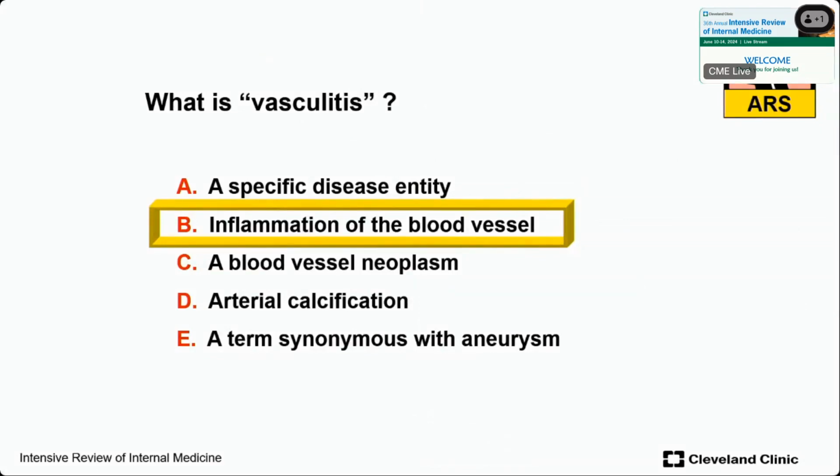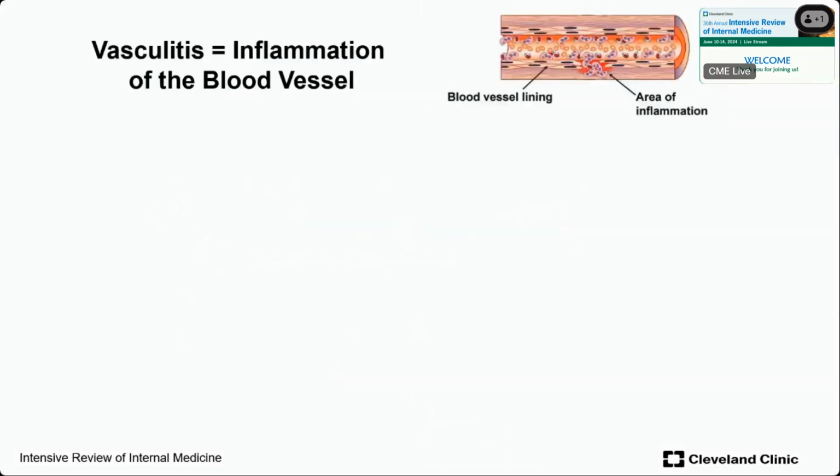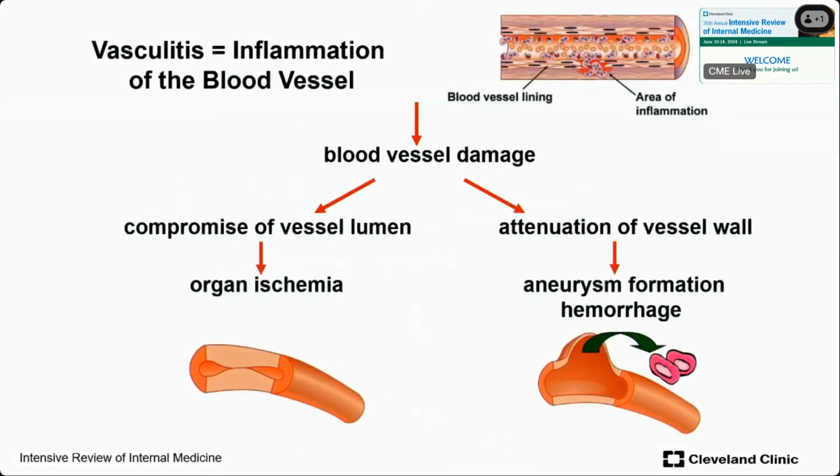And as we'll talk about, this represents multiple disease entities in which aneurysms can occur, but there are also other vascular features as well. So vasculitis represents inflammation of the blood vessel. And when this occurs, blood vessel damage can occur, which can lead to one of two different pathways. Compromise of the vessel lumen, where there is resultant organ ischemia or infarction, or thinning or attenuation of the vessel wall, which can lead to formation of an aneurysm, or when the vessel is small, hemorrhage into the surrounding tissue.